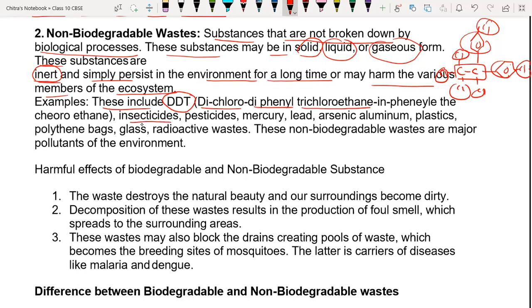It is an insecticide, and most of the insecticide we sprinkle in a crop field. Even insecticide, pesticide, mercury, lead, arsenic, alum, plastics, polythene bags, glass, radioactive waste. These are the non-biodegradable waste which cause the major pollution of the environment in air, water and soil also.